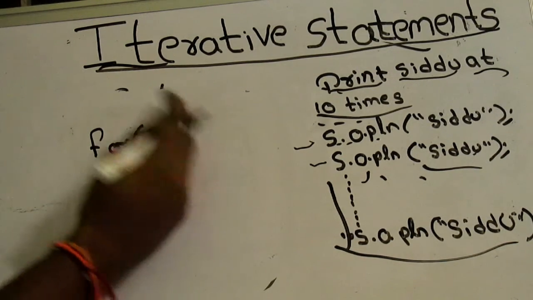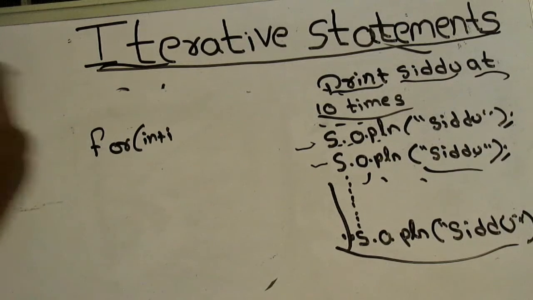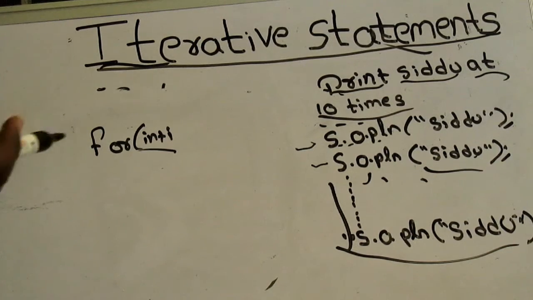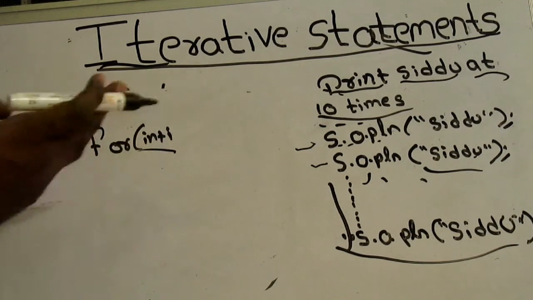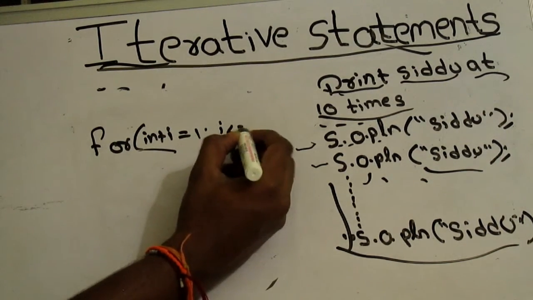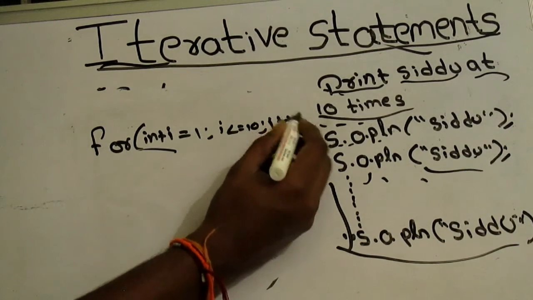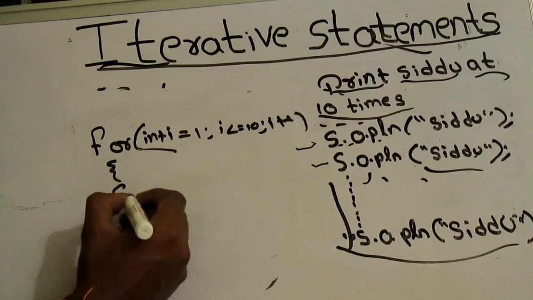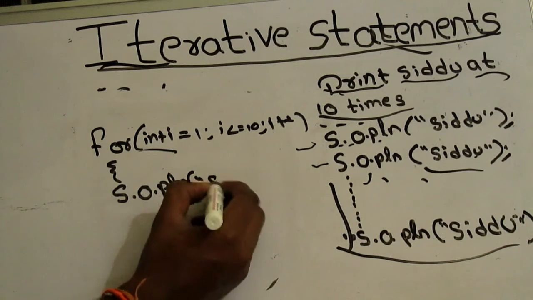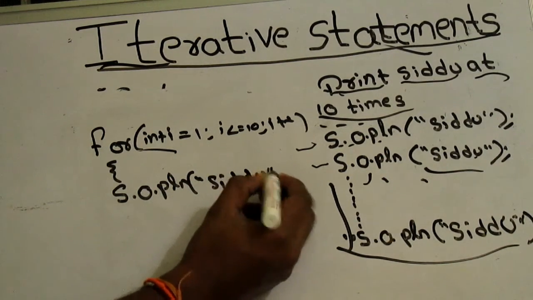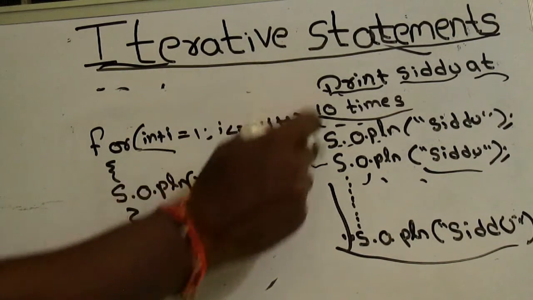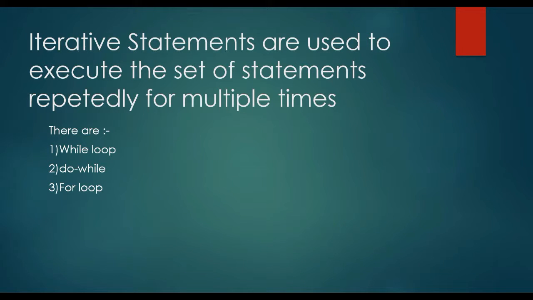int i. There is a big facility in Java, as in any other programming language, to declare this int i at the beginning, at initialization time. We should initialize it in Java as well: int i = 1; i <= 10; i++. Then I just use System.out.println("Sidhu"). In this way, the program code is just a few lines, used to execute a set of statements repeatedly multiple times.